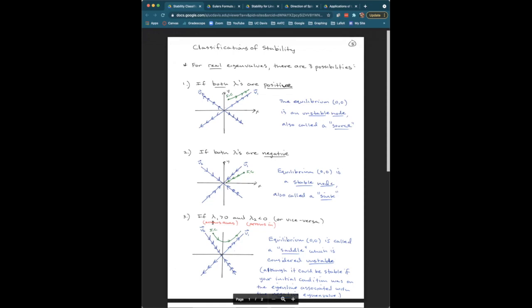But if you start anywhere else, like at this point where this initial condition is starting right here, you're going to move towards, but then away. And we'll see some of that in pplane as well in a little bit when we do some of these examples. And it's written right here as well, right? It can be stable if your initial condition was on the eigenline associated with the negative eigenvalue.